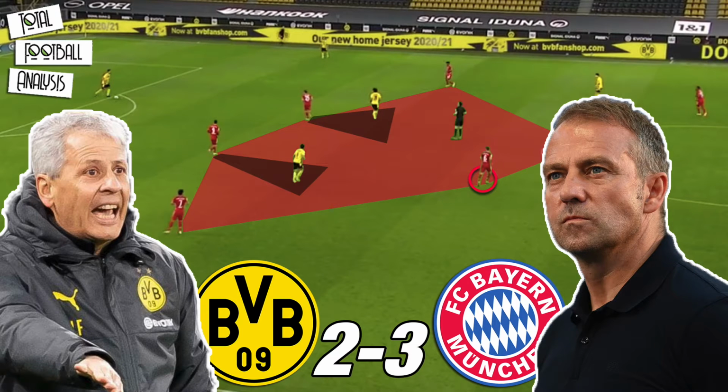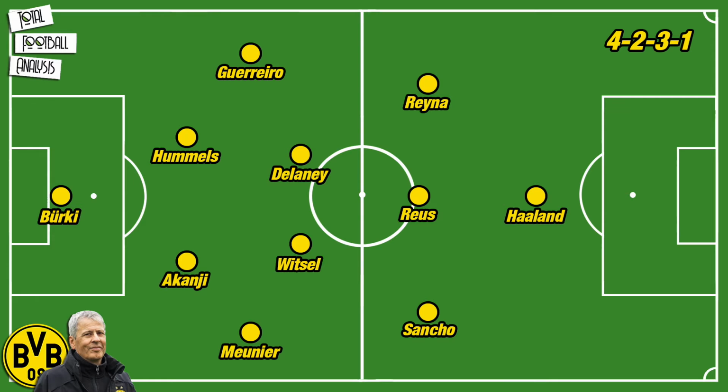In this video we are going to take a closer look at the Bundesliga top match between Borussia Dortmund and Bayern Munich. Despite Dortmund usually playing in a 3-4-3 system, Favre preferred a 4-2-3-1 formation against Bayern. With a focus on defensive solidity, the Swiss coach chose a double pivot consisting of Witsel and Thomas Delaney over Mo Dahoud and Jude Bellingham.